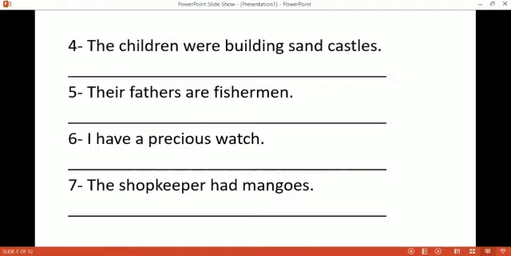Now moving to the next page, sentence number four is: The children were building sand castles. Which helping verb is used here? Were. Yes.